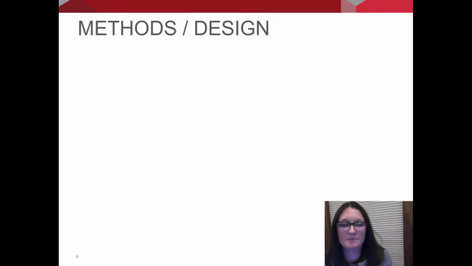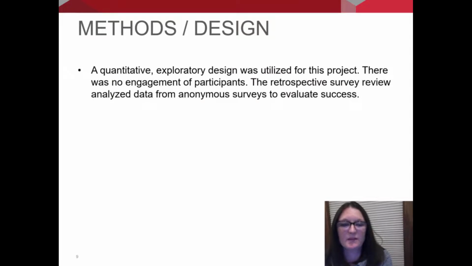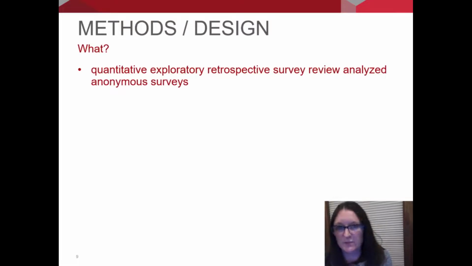Method and design. A quantitative exploratory design was used for this project. There was no engagement of any participants. This was a retrospective survey review that analyzed data from previously collected anonymous surveys to evaluate the success of the project. These were surveys that were completed by the healthcare providers who were providing direct patient care at the time of the appointment.